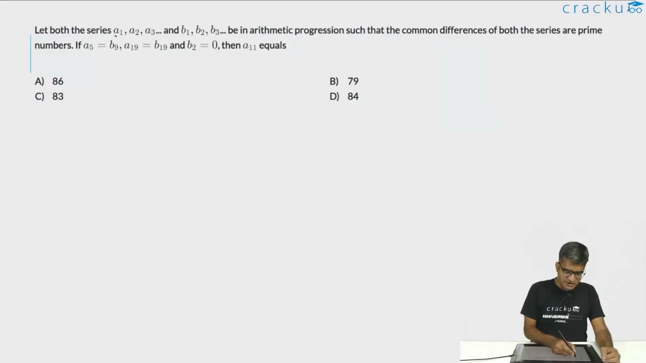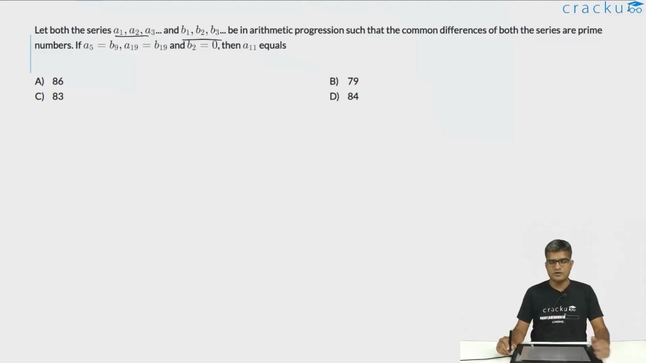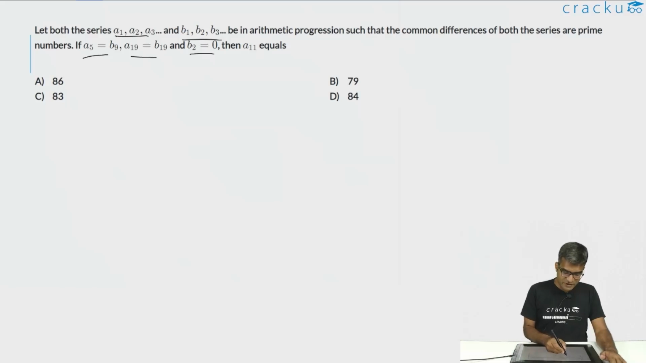In this question, we are told that there are two series A1, A2, A3, and so on, and B1, B2, B3, and so on. Both of them are in arithmetic progression and the common difference for both the series are prime numbers. We are told that A5 is equal to B9, A19 is equal to B19. We are told that B2 is equal to 0. We are required to calculate the value of A11.